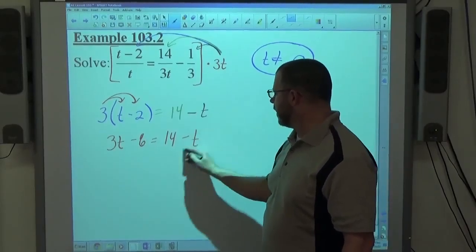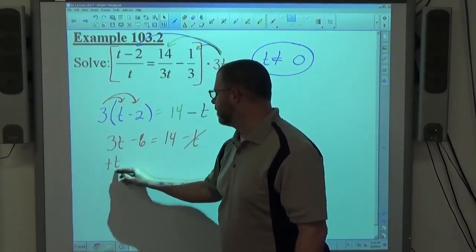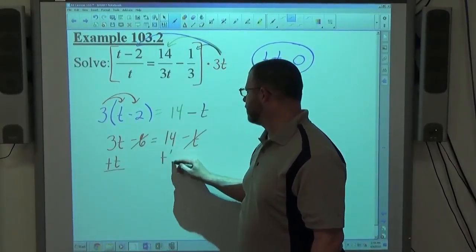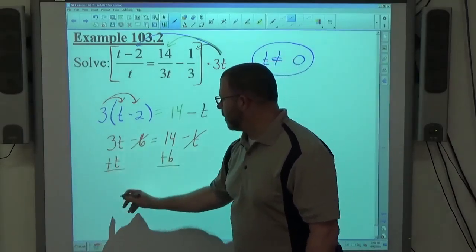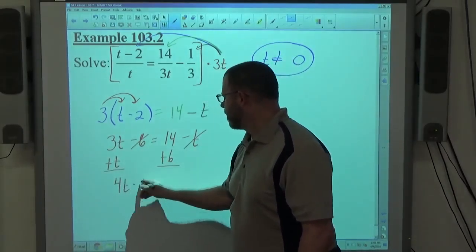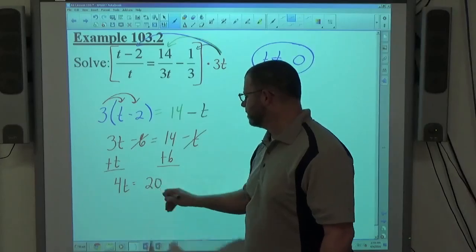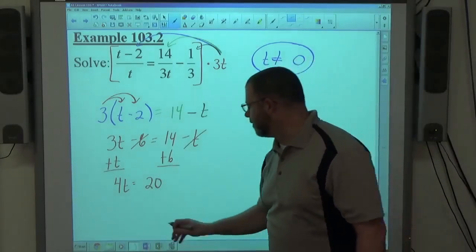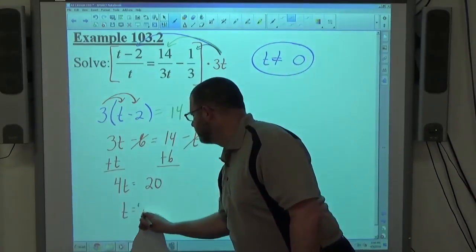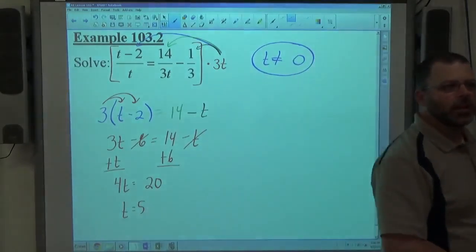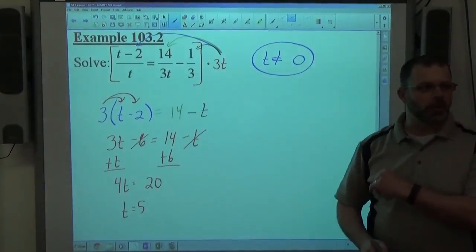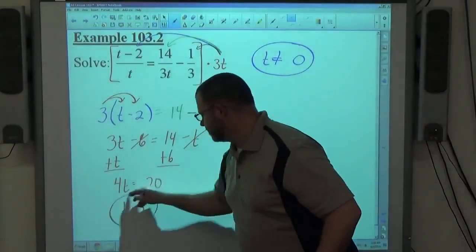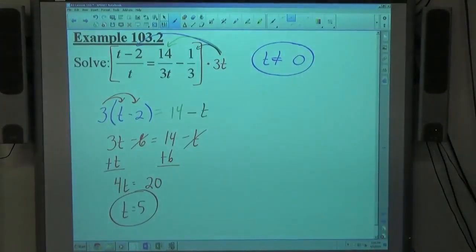I'm going to move the t to the left, so it's going to be plus t on the left. Move the 6 to the right, it's going to become plus 6 on the right. 3t plus 1t makes 4t. 14 plus 6 makes 20. Divide both sides by 4, then t is equal to 5. What's t not allowed to equal? 0. Is 5 0? No. So all's well. It happens occasionally.